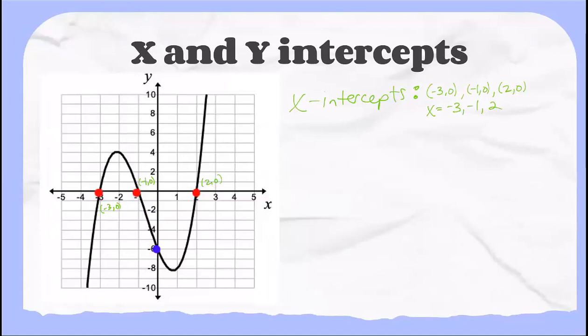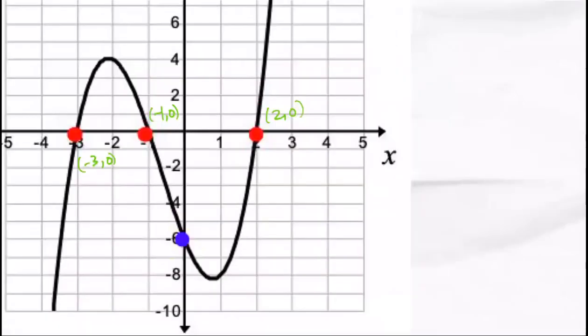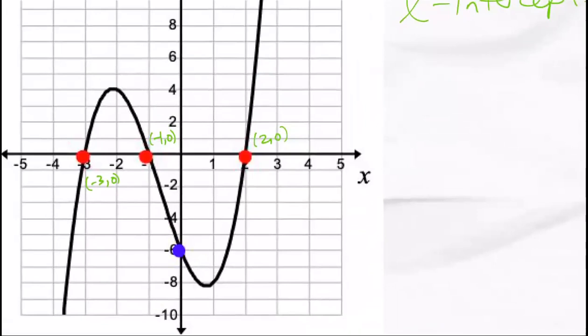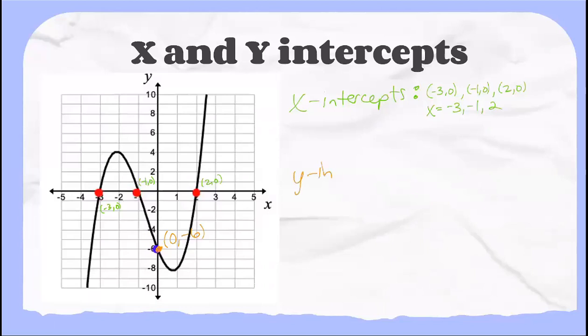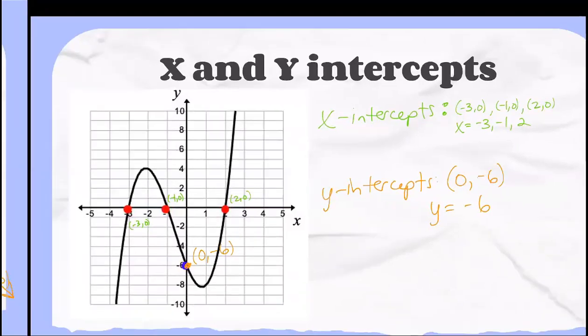All right, what about your y-intercepts? Well, that is going to be anywhere it crosses your y-axis. You can see that as that one with the blue dot. So as a point, that is 0, -6. So the y-intercept would be 0, -6, or y equals -6.